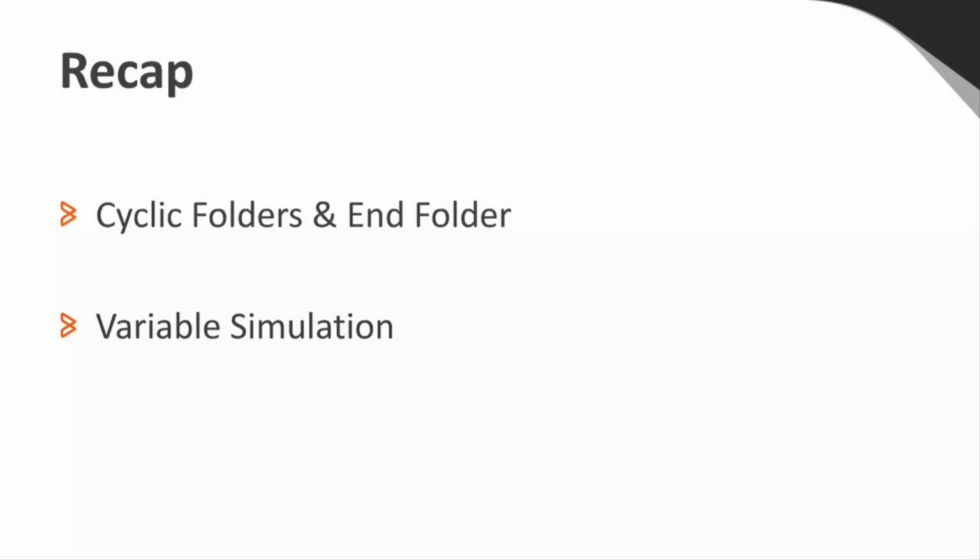Here we have a little recap of what we have seen. The cyclic folders, the end folder, and the variable simulation. Now, remember that the cyclic folder has to be on the smart folder, and then you can change the rerun settings. Remember that all the jobs inside the smart folder will be treated as a single entity. So this means that all the jobs are going to be executed again on each cycle, all the jobs. With the end folder, you have more than one logical end on your job flows.